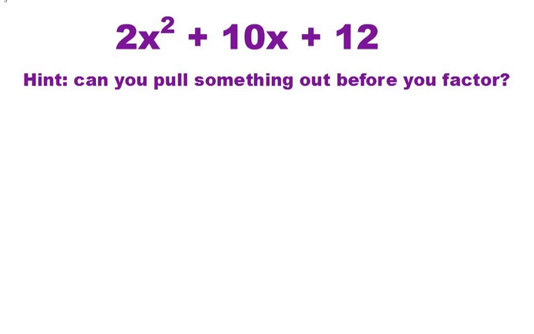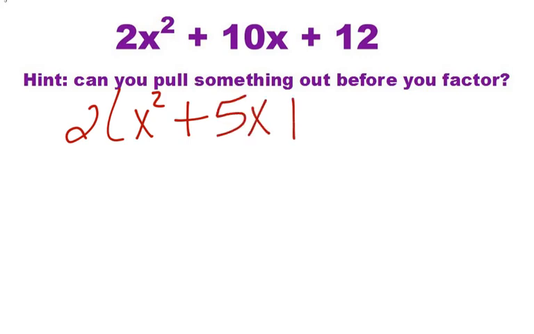If you notice, these numbers are all even, so that means that I can pull a 2 out. When I pull out a 2, it means I'm dividing by 2. So 2x squared becomes just 1x squared. Plus 10x, 10 divided by 2 is 5, so 5x. Plus 12 divided by 2 is 6. You're not through. You still have to find the factors of what's left inside.